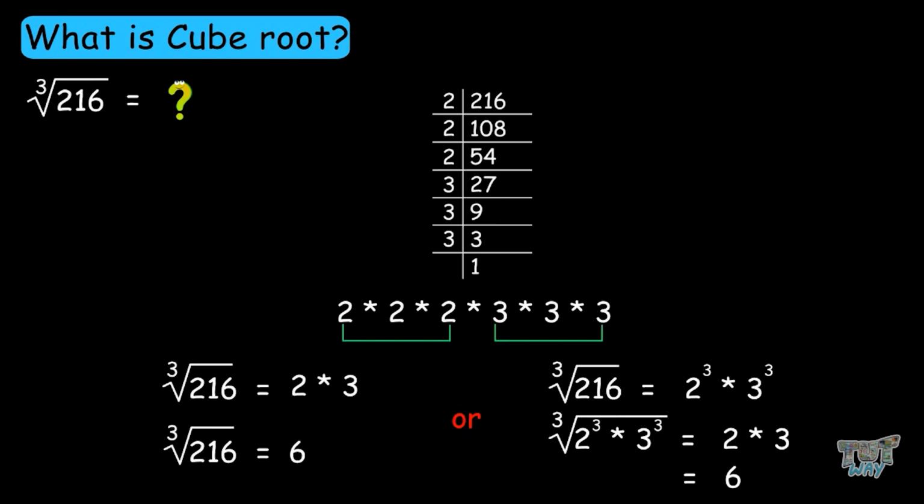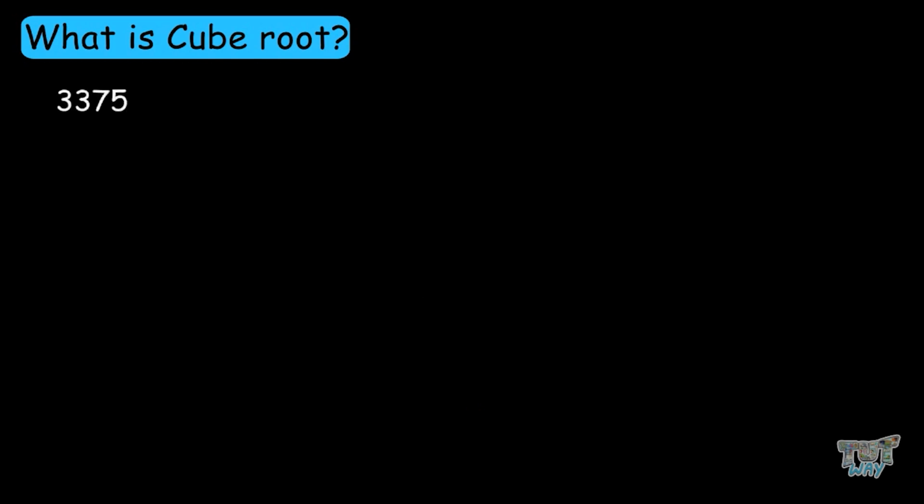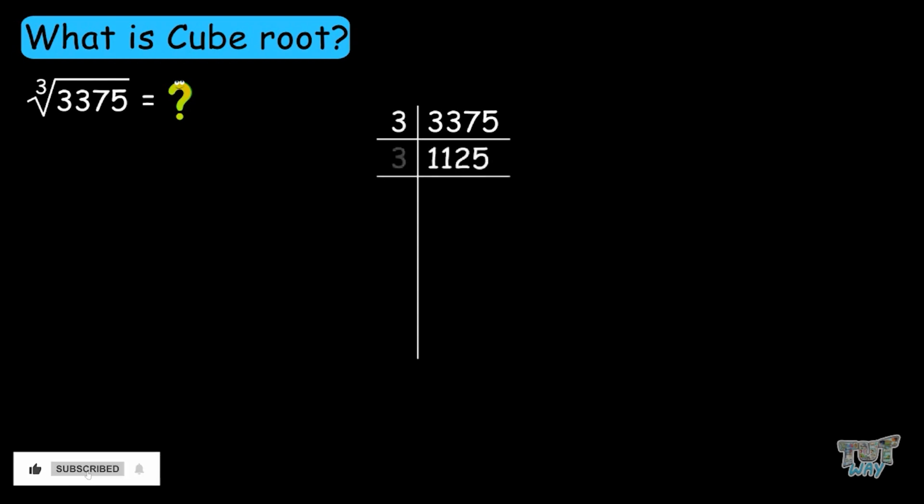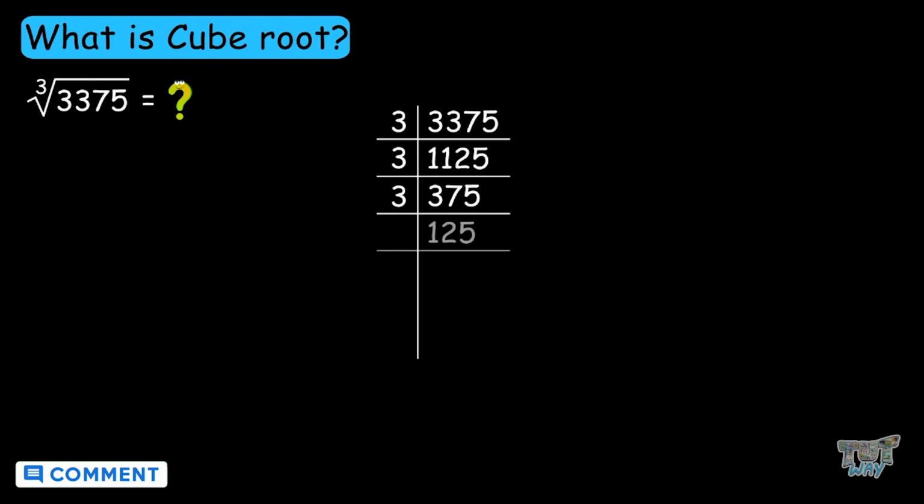Now let's have another example. We have a number 3,375, and we have to find the cube root of 3,375. So we will be doing the prime factorization of this number. Doing the prime factorization of 3,375, the first prime factor will be 3. The next is also 3, because 1,125 is divisible by 3. Now again, this number is divisible by 3.